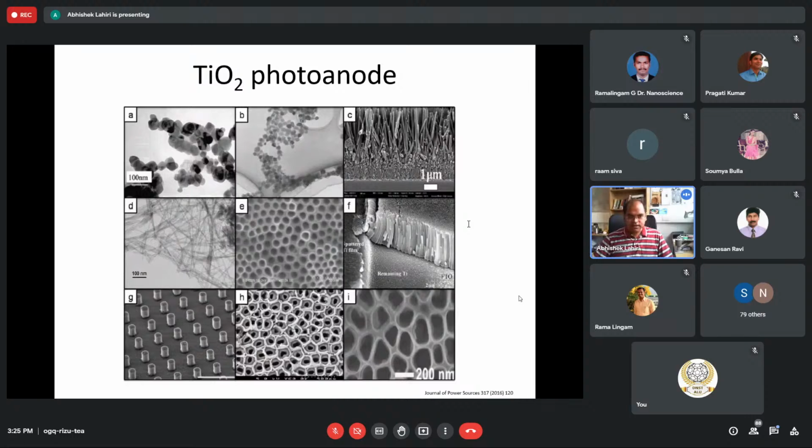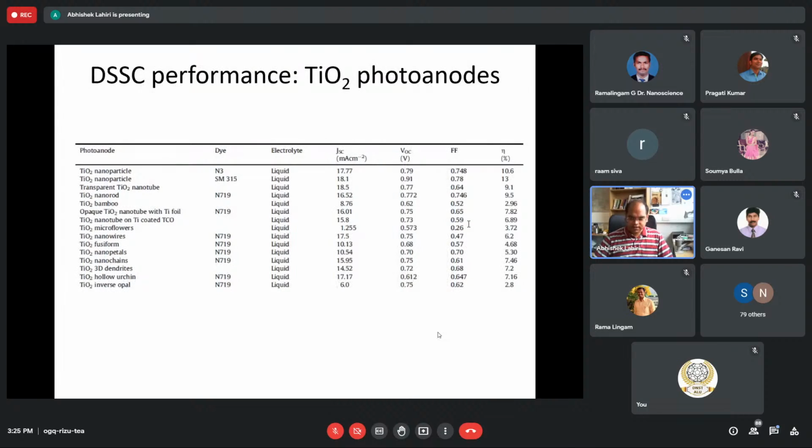So here we have the titanium dioxide photoanode. You have various structures. You have the nanoparticles over here. You have nanowires. You have the porous structure, the anodized porous structure. You have nanorods and various other porous structures. So let's see how the various structures affect the dye-sensitized solar cell performance. So this table summarizes the various morphologies. So they have different titanium dioxide morphologies.